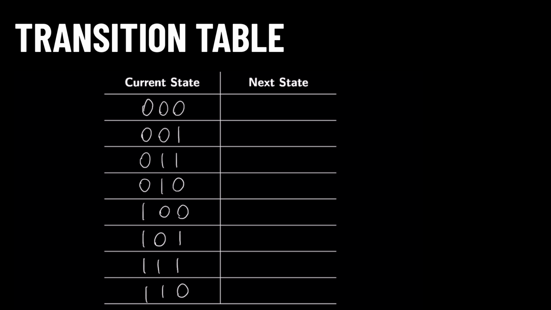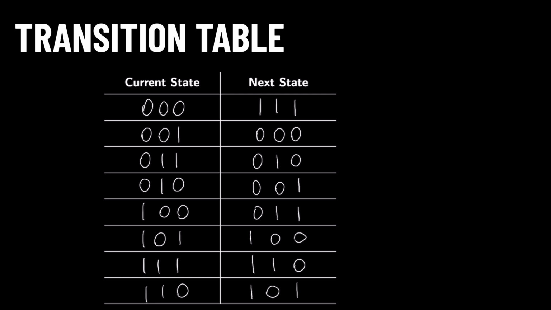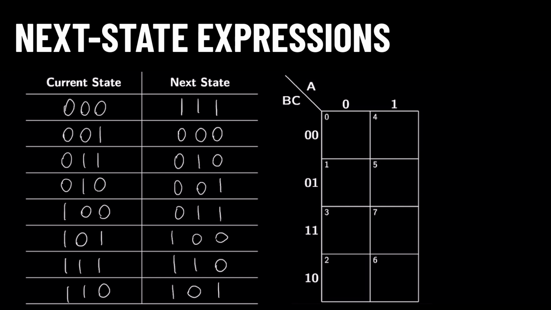When in state 0, the next state will be 7, 1, 1, 1. When in state 1, the next state will be 0, 0, 0, 0, and so on. Typically, we'd be considering the flip-flop input values required to make these transitions. However, a D flip-flop has input values equal to the next state, so this column is not necessary when designing a counter with D flip-flops. We can take each next state column and put it into a K-map to solve for each expression.